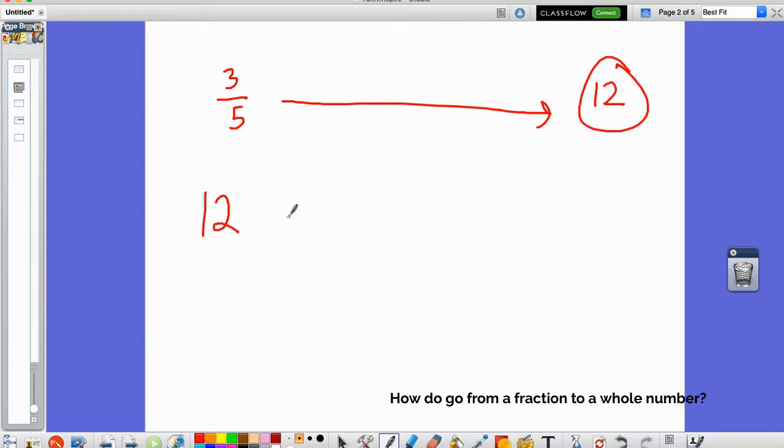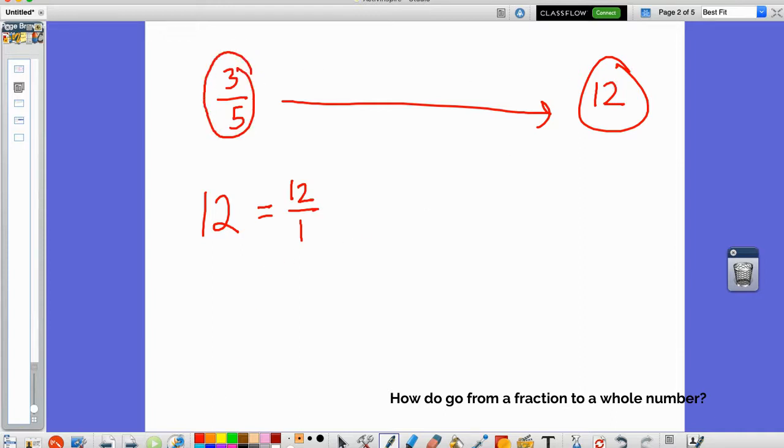We know that 12 is a whole number, and we know a whole number can be written as a fraction. 12 is the same thing as 12 over 1, just like 4 is the same thing as 4 over 1, and 5 is the same thing as 5 over 1. Now, we want to go from 3/5 to 12.